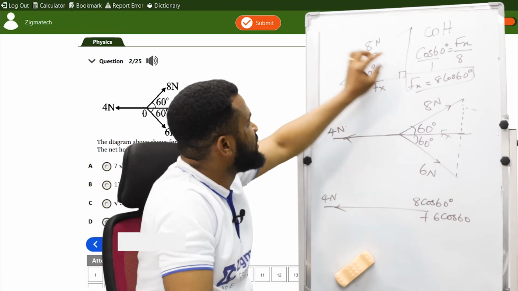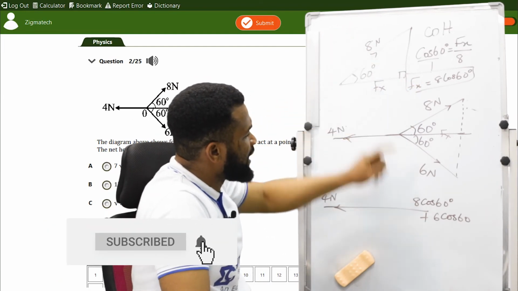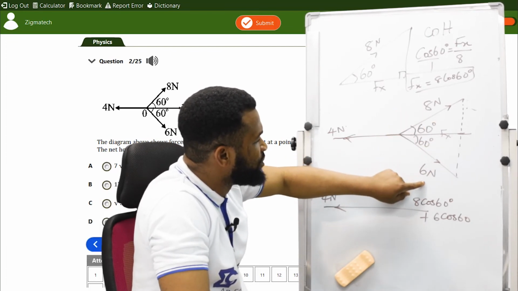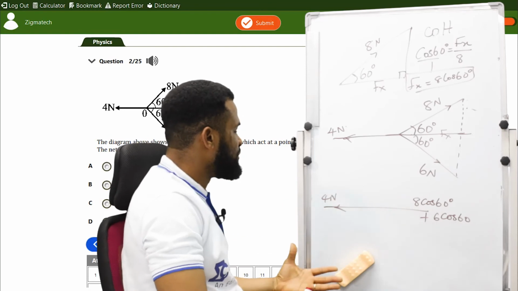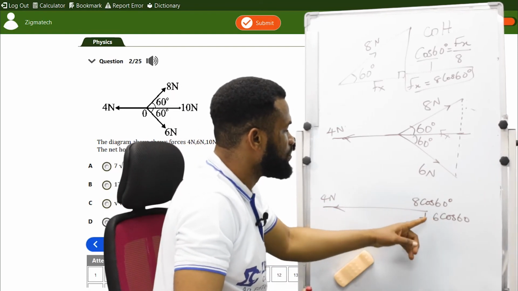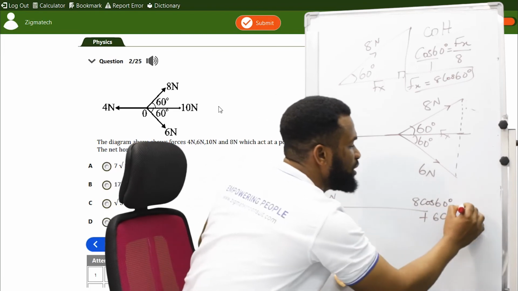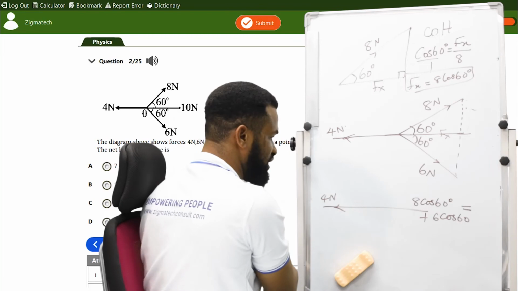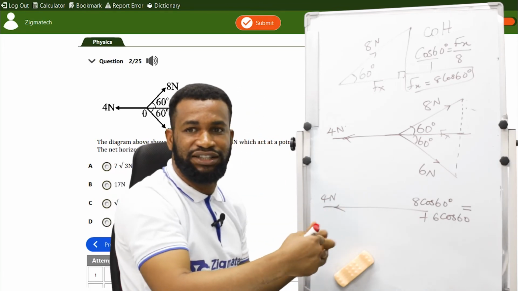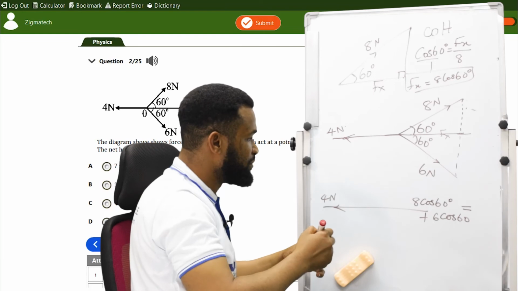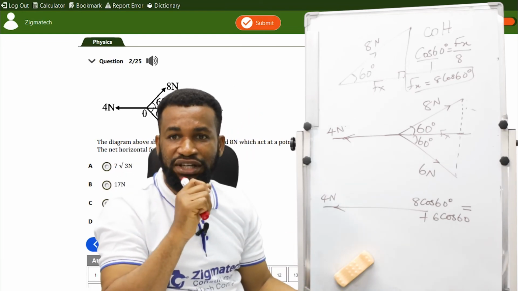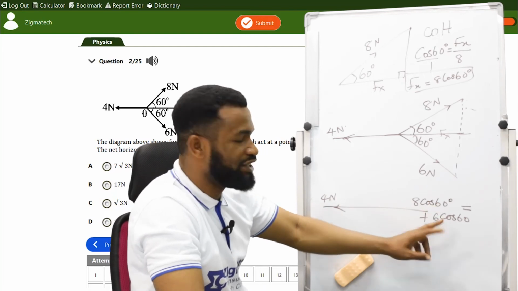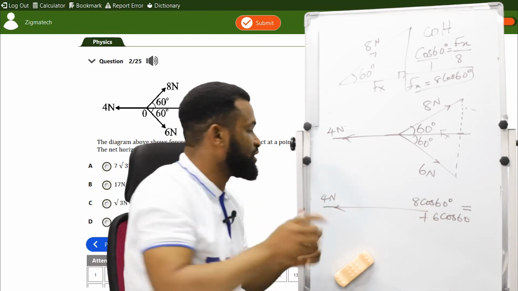So that is what I did for 8 Newton and I got 8 cos 60. I will also do it on this 6 Newton. I will also have 6 cos 60. Now I'm going to have 8 cos 60 plus 6 cos 60 for me to have a total of the forces acting on this direction, and 4 Newton is already acting on this direction. We can now take the resultant of the forces. But remember, the question is giving me surd form. I'm going to find what 60 is in the surd form, and I'm going to apply this principle.